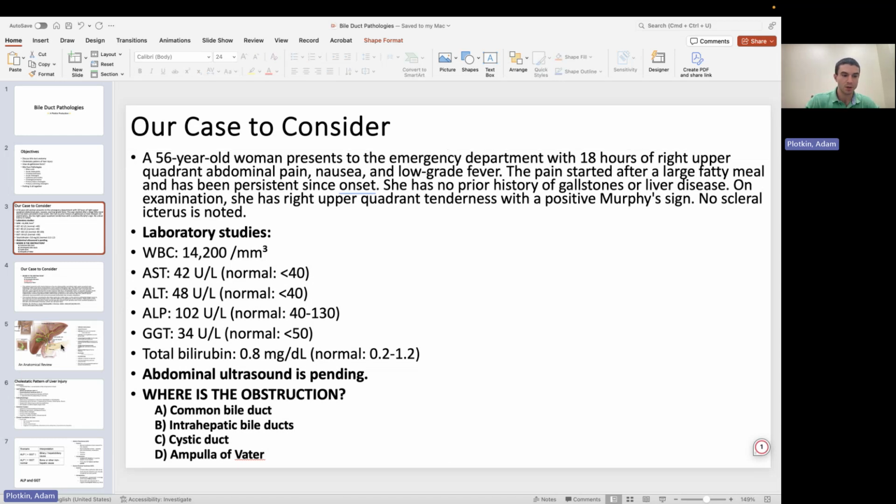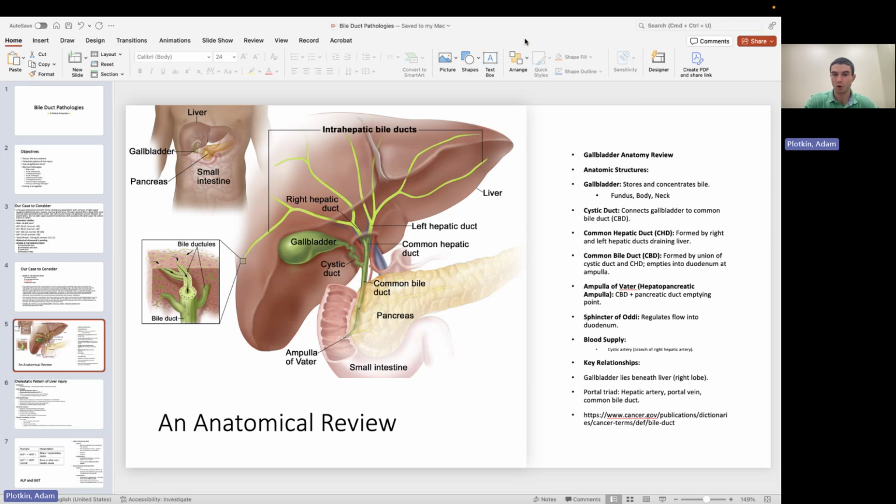So an anatomical review, this should hopefully be really helpful for you guys. Anatomic structures, we have the gallbladder, which stores and concentrates bile. Remember, bile is made in the liver, stored in the gallbladder where it gets concentrated. We have this beautiful cystic duct here. The gallbladder shoots out bile, right? CCK gets made whenever we eat fatty meals. It stimulates the gallbladder to contract. We push the bile through the cystic duct, right?